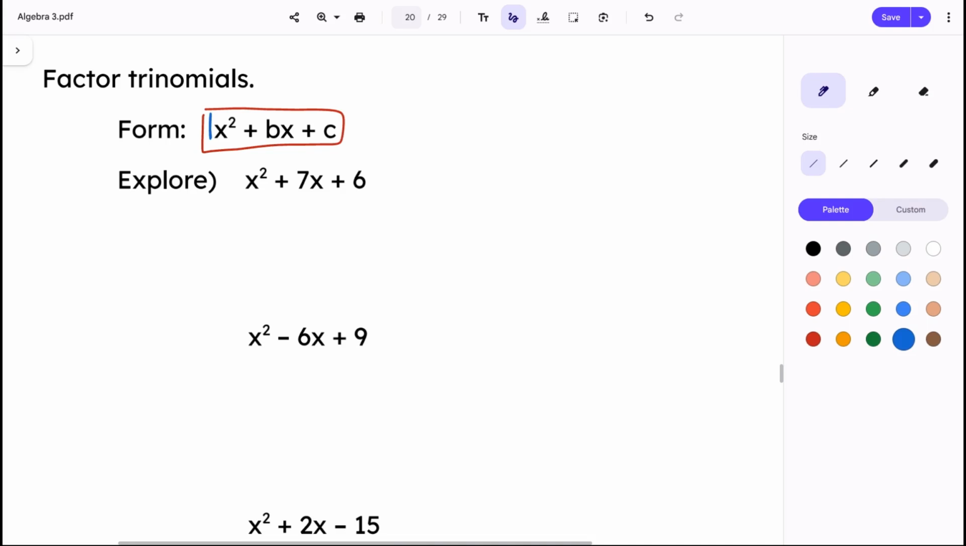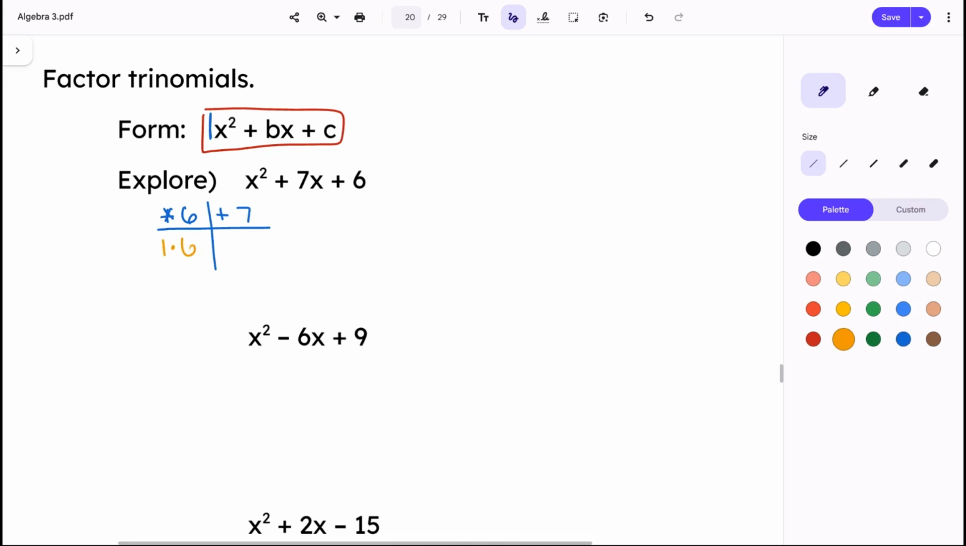You're going to want to multiply to the last number in your trinomial. So in this first one, that's a 6. And then you're going to want to add to the number that's in the middle, which is a 7. So when I set it up, here's what I want you to think about. What are 2 numbers that multiply to 6 but would add to 7? So you start thinking about factors of 6. There's 1 and 6, and there's 2 and 3. Those numbers would multiply to 6, but which ones would add to 7?